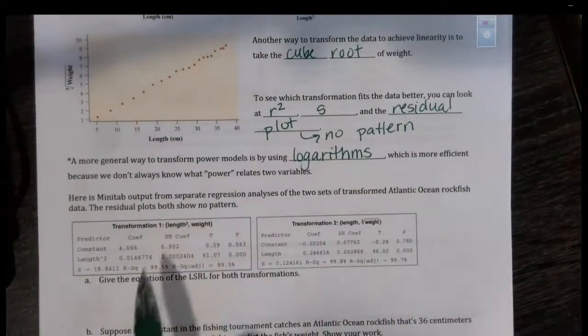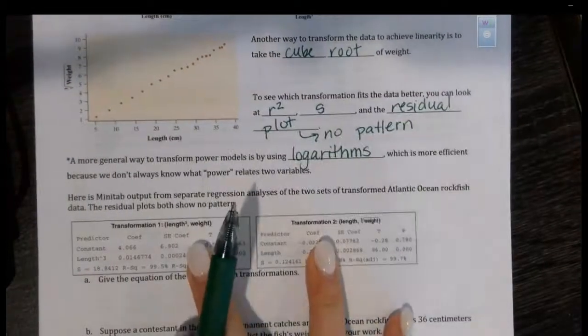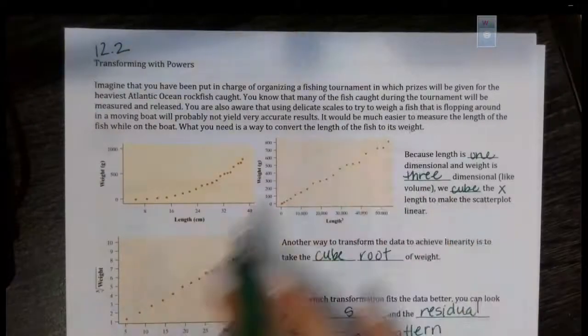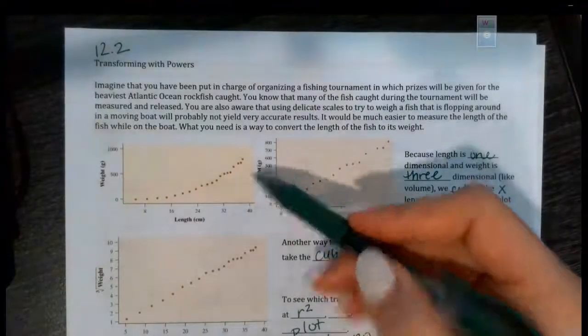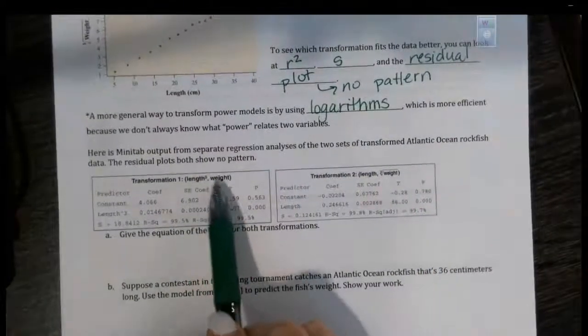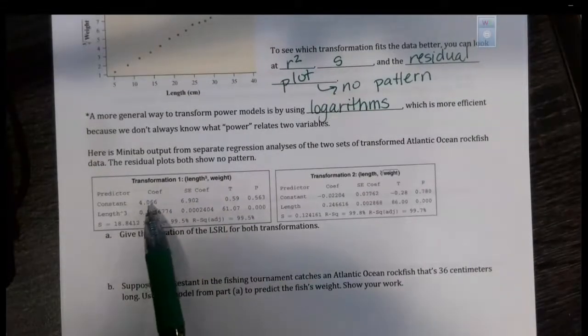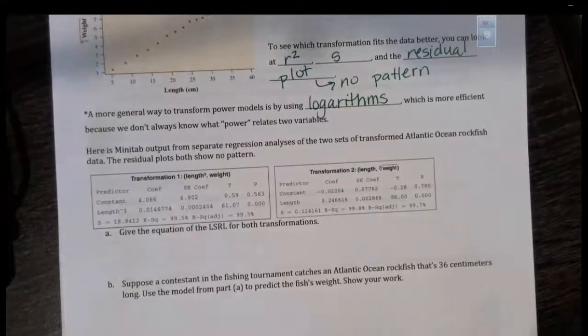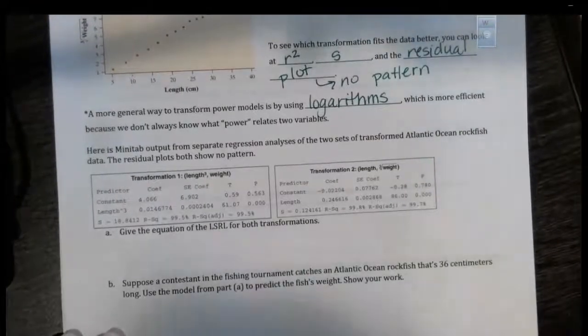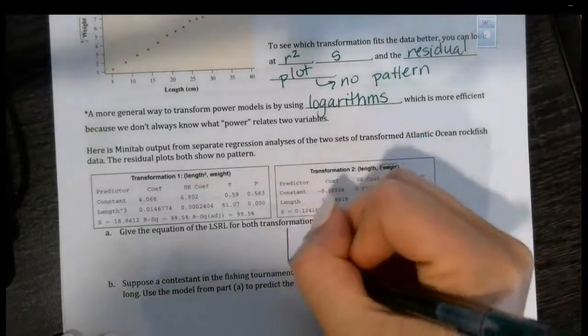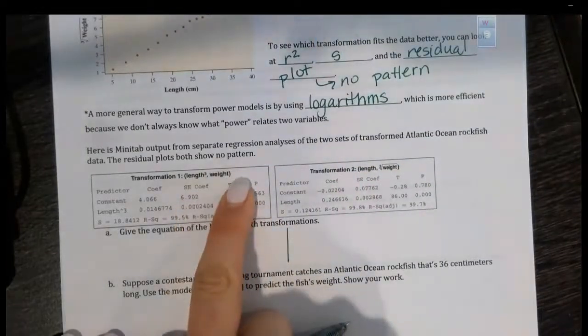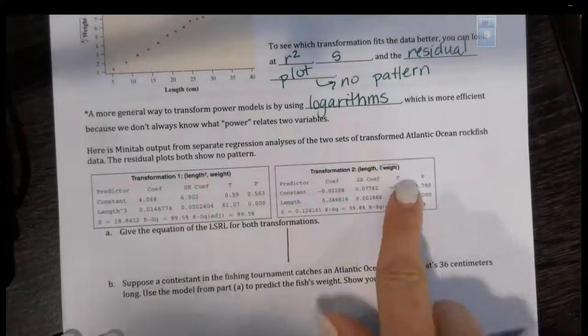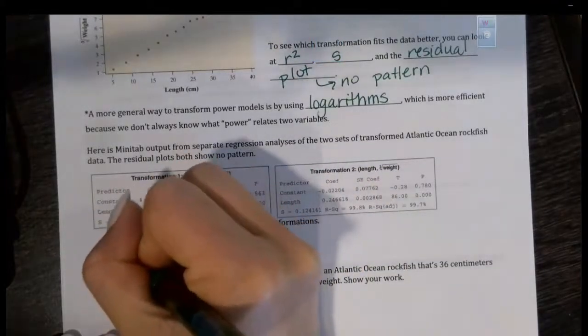This is the computer output of both of these. We're comparing the length cubed and the weight, and also the length and the cube root of weight. When we look at length cubed to weight, it has a constant, and it has the length cubed here, and the standard deviation and all that. I'm going to split it up this way, so you have length cubed and weight on this side, and length and the cube root of weight on the other. Let's see if we can come up with our equation.